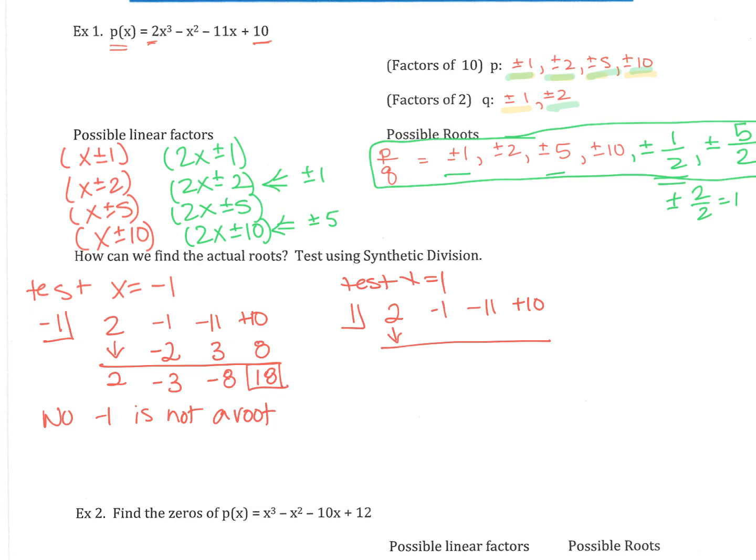So I bring down the 2, and 2 times 1 is 2, and I get a +1, and 1 times 1 is 1, and I get a -10, and -10 times 1 is -10, and this then gives me a remainder of 0. So this works. So I happen to know that yes, x equals 1 is a root, so x minus 1 is a factor.